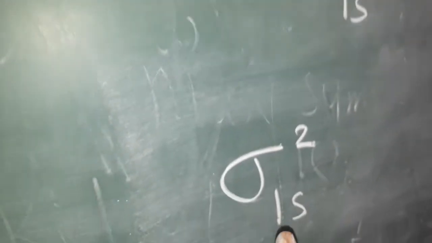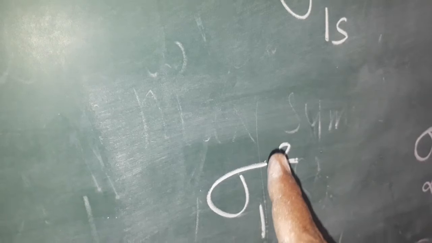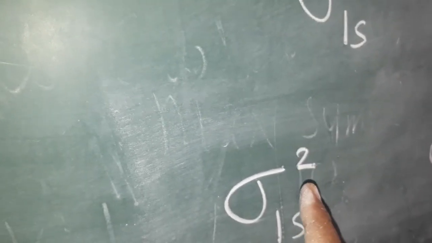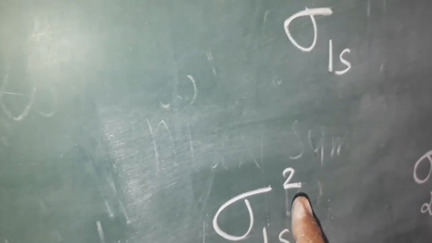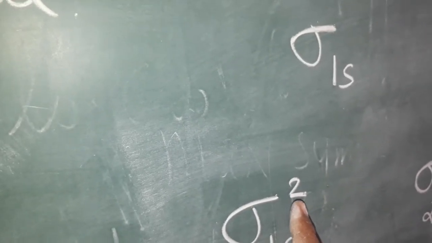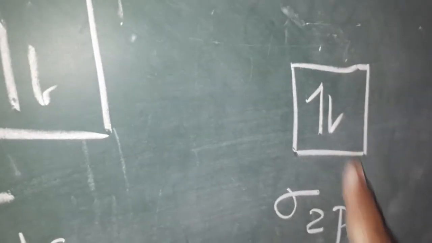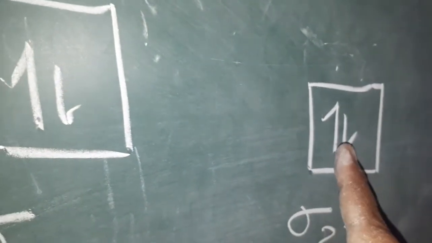Means sigma 1s. The 2 electron will indicate a superscript. We will write the superscript as 2 electron. So this 2 indicates that it possesses 2 electrons. And then 2px, also one single box. In that one we have 2 electrons.